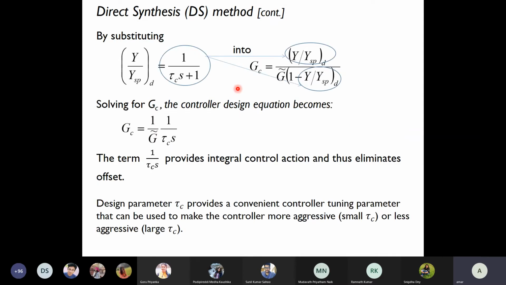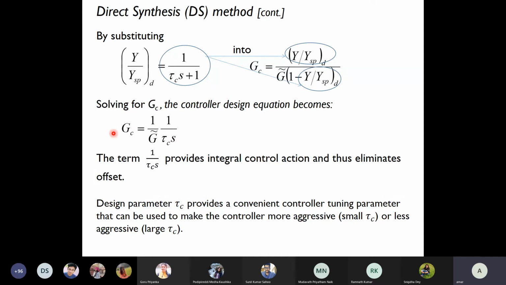Defining this, I put y by ysp desired as 1 by tau C S plus 1 and replace this in the GC equation. So in the GC equation, y by ysp I put this term over here, and I will get GC is equal to 1 by G tilde by 1 by tau C S.